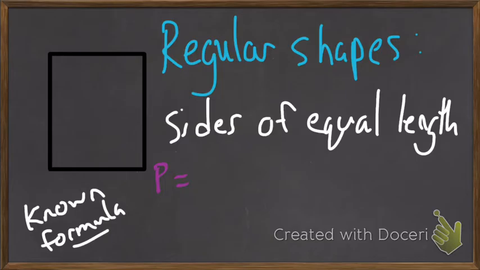So both the square and the rectangle are regular shapes. The sides have equal lengths. A square, rectangle, hexagon, pentagon, heptagon, all of these shapes have equal length sides. When we see these types of shapes, we have known formulas. It's usually length plus width, or like we said before, 2 times the length plus the width. And we will always find the perimeter of these objects.